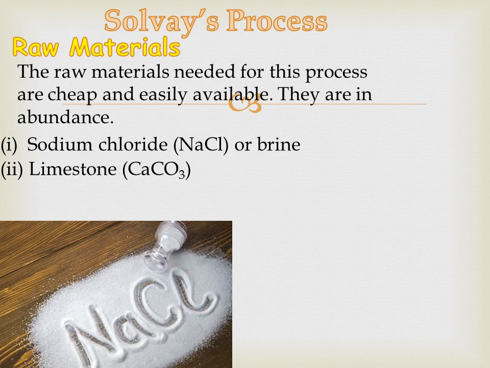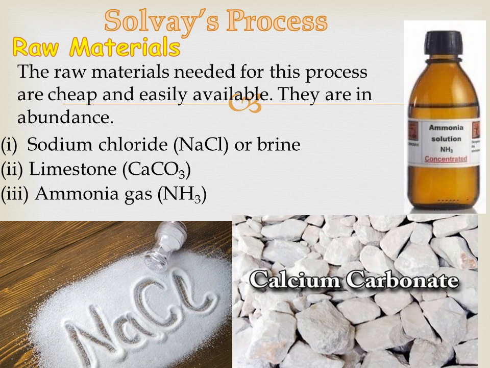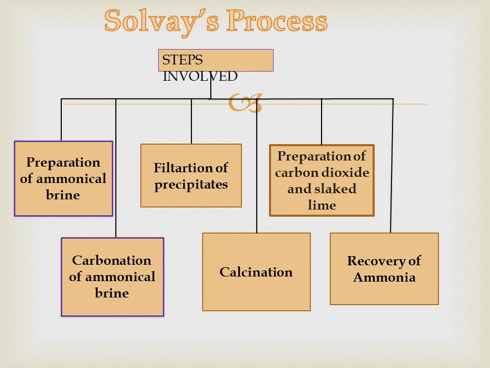Now the raw materials which are generally used for it are sodium chloride, which is brine, then limestone, which is calcium carbonate, and the third one is ammonia gas, which is NH3. These all three materials are very cheap, easily available and in abundance. So the important thing is that raw materials are very easily available and in abundance. There's no chance of shortage.